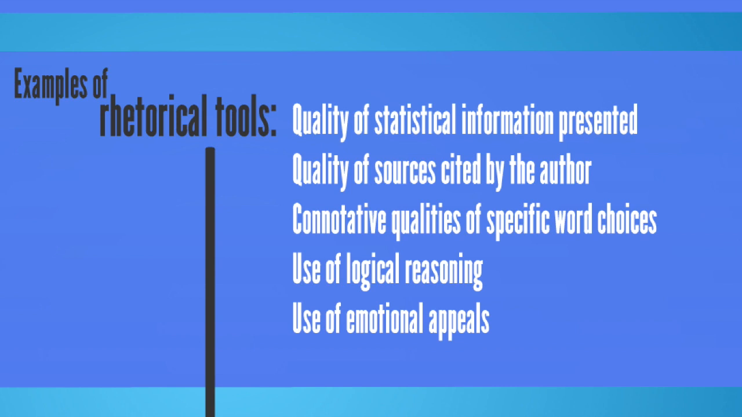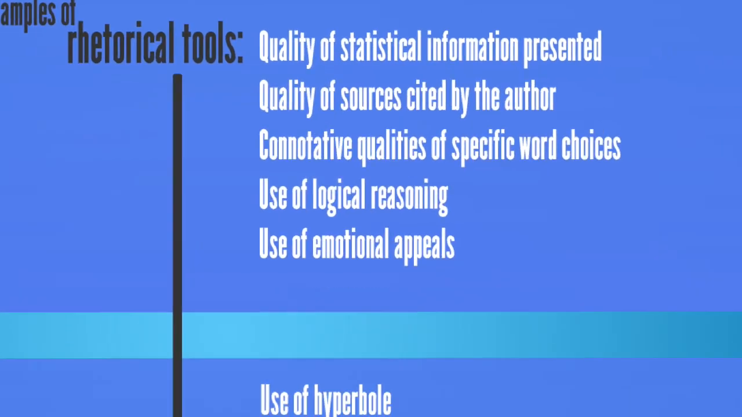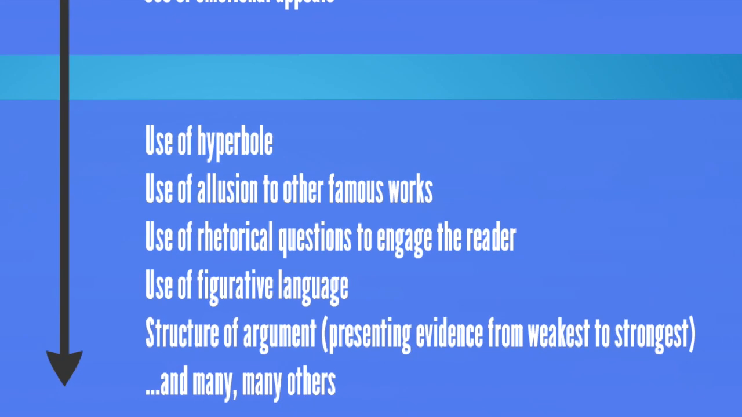We've talked about logos, pathos, logic, emotion. Hyperbole or exaggeration. Why is that effective? Talk about allusions to other famous works, rhetorical questions that might engage the reader, the use of figurative language instead of saying something concrete, how they structured it. Did they, in their essay, go from weakest to strongest point? That's how a smart person does it when they're going to argue a point. Their strongest example should be their last. So in your essay too, your third body paragraph should be your strongest point.